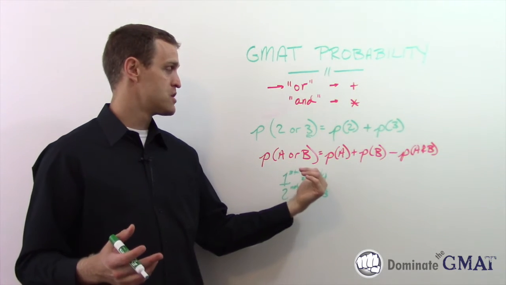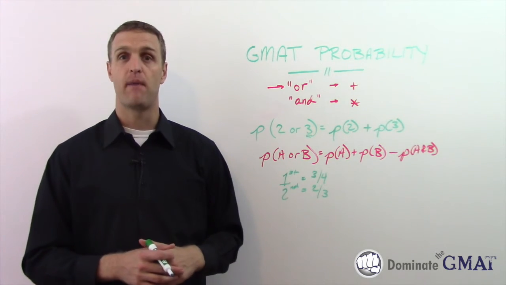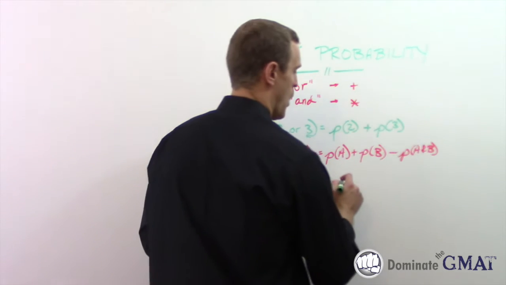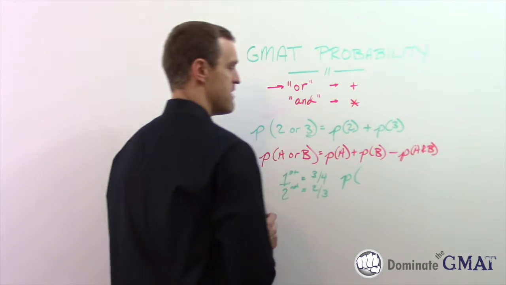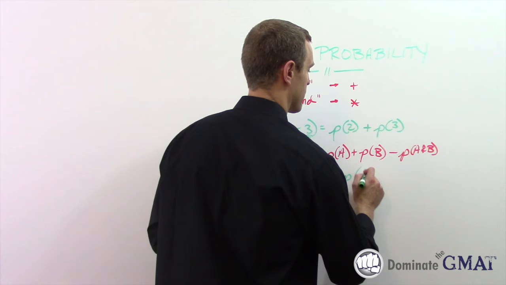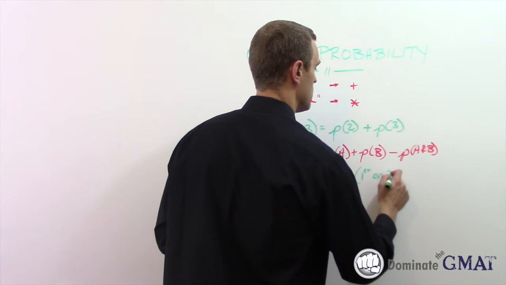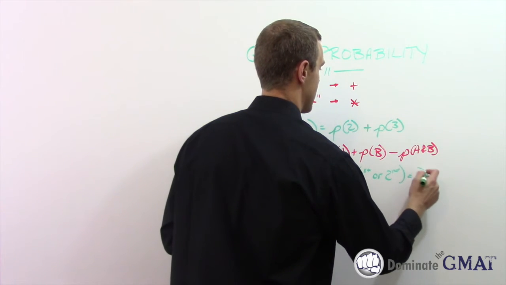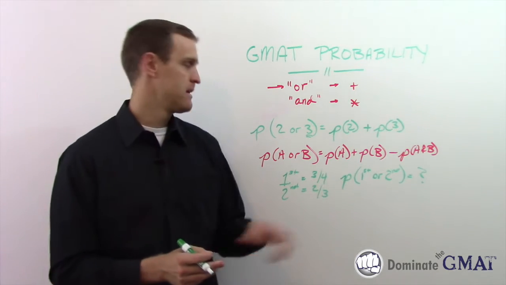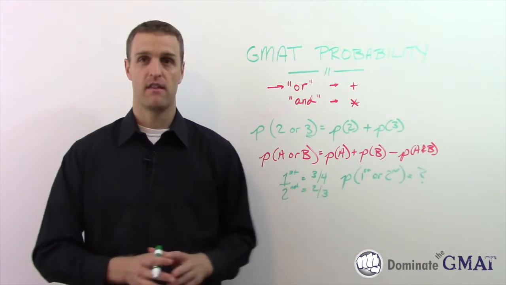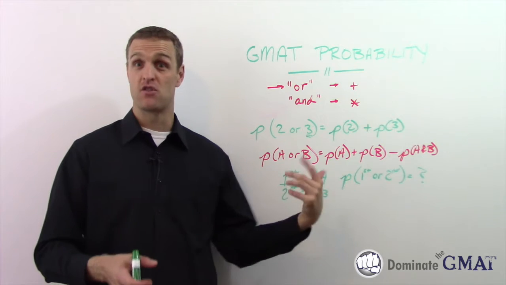And he's got a 3/4 chance of the first one, a 2/3 chance of passing the second one. Here's my question. What is the probability that he passes the first or the second exam? What's the probability he passes the first or the second exam? You can go ahead and press pause and try that on your own.